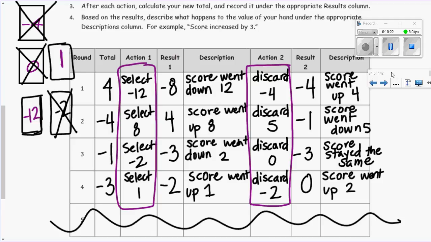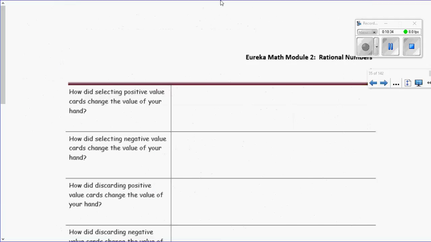Okay, so if we selected a positive, now look at the ones where we select a positive. Select 8 and select 1. Our score went up or down? Look, it went up. So you're going to have to be looking at page 34 as we fill this out. So for the first question, did selecting a positive value change? How did it change? Our score went up.